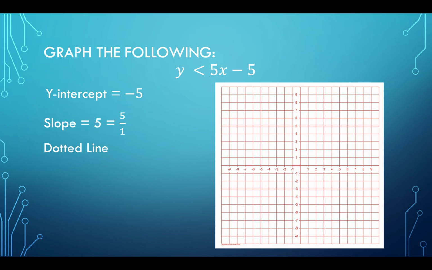So over here is our graph. Our first thing that we're going to do, remember this is our y-axis going up and down. Vertically is our y's, and horizontally over here, this is our x-axis. So first things first, we got to plot our y-intercept. So at negative 5, we're going to put a dot. And then our slope tells us to go up 5 and over 1. We're going to put another dot here.